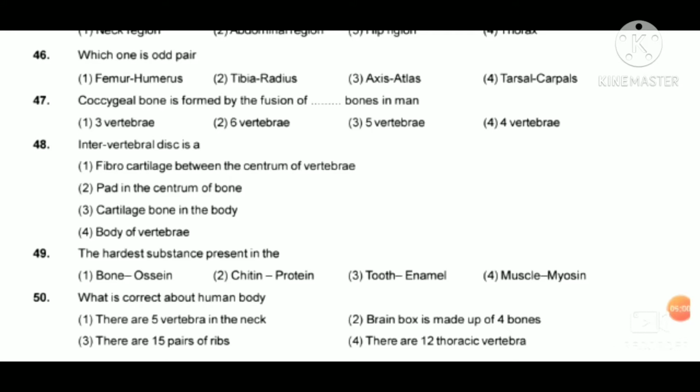Next is option number 3. There are 15 pairs of ribs. There are 12 pairs of ribs, so this is also wrong. Next is option 4. There are 12 thoracic vertebrae, and this is true. There are 12 thoracic vertebrae. So the answer is option number 4.